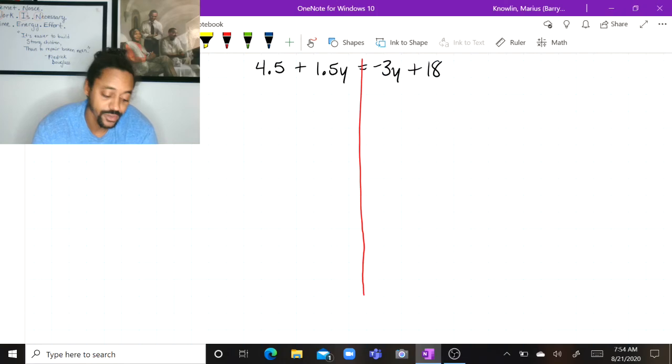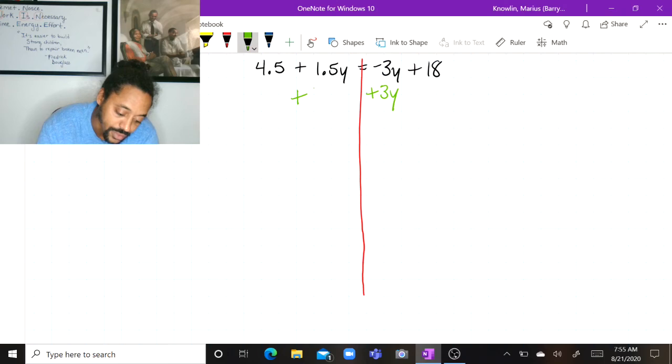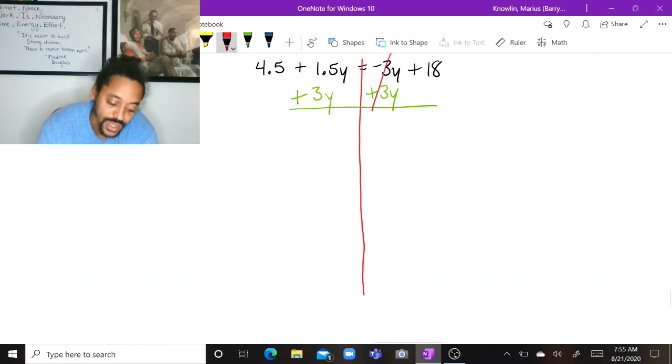We start with our variables. So what I'm going to do, I like to get all my variables to the left. We're going to add 3y, because that's how we move the negative 3y. We do the opposite of it by adding. And then I'm going to add 3y over here as well. The 3y's on the right cancel out. And then I do all my other operations.